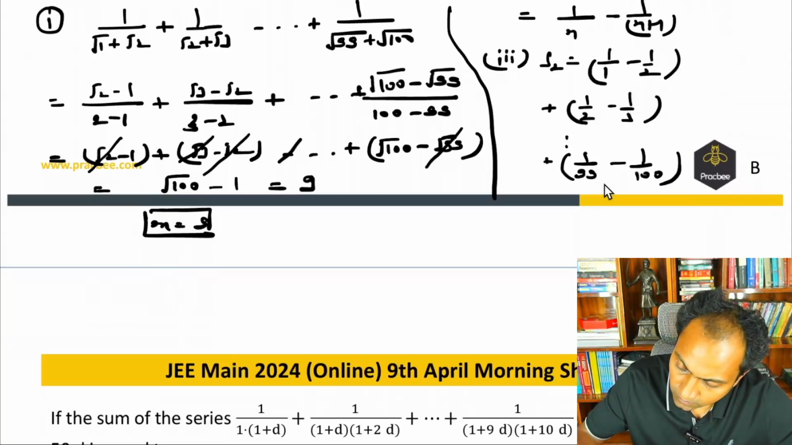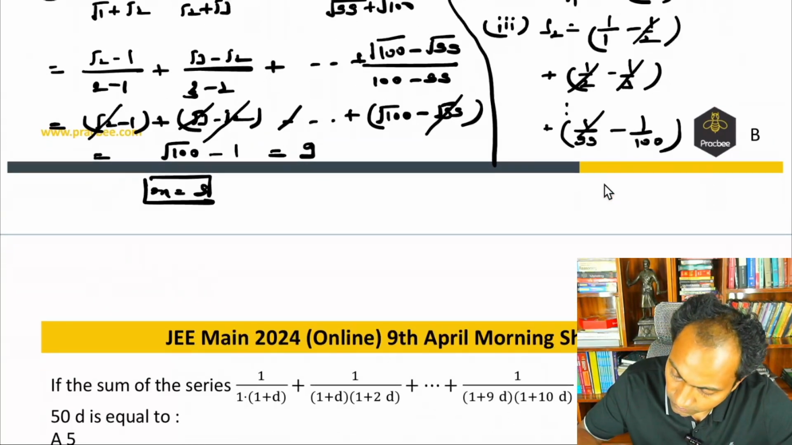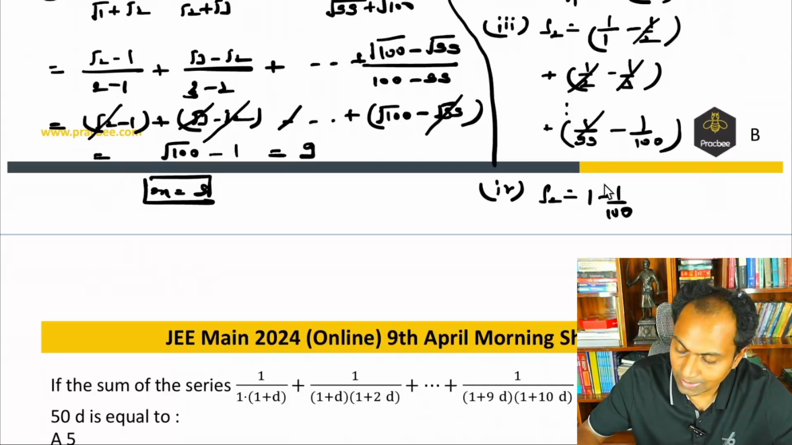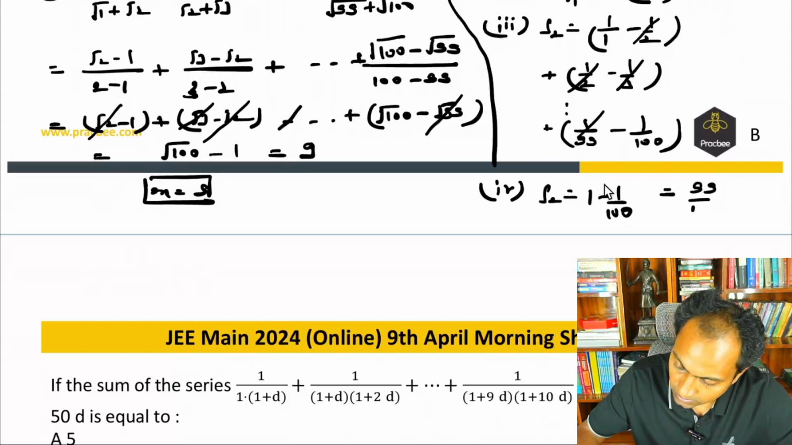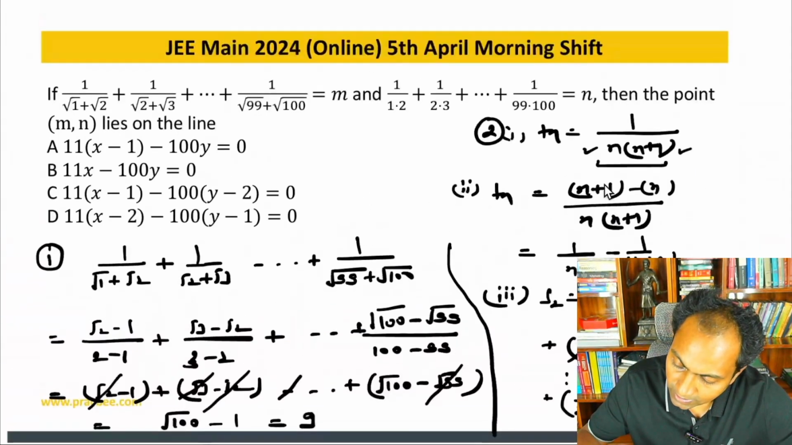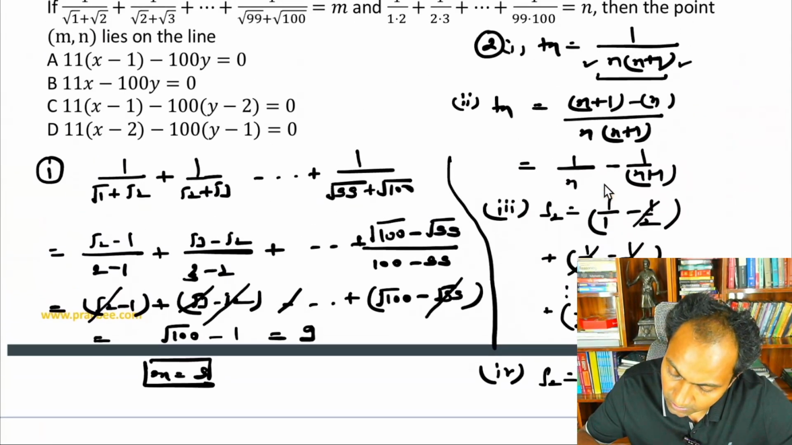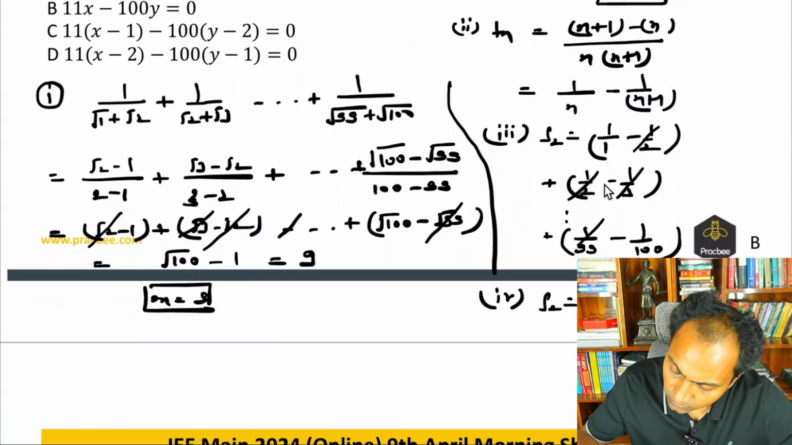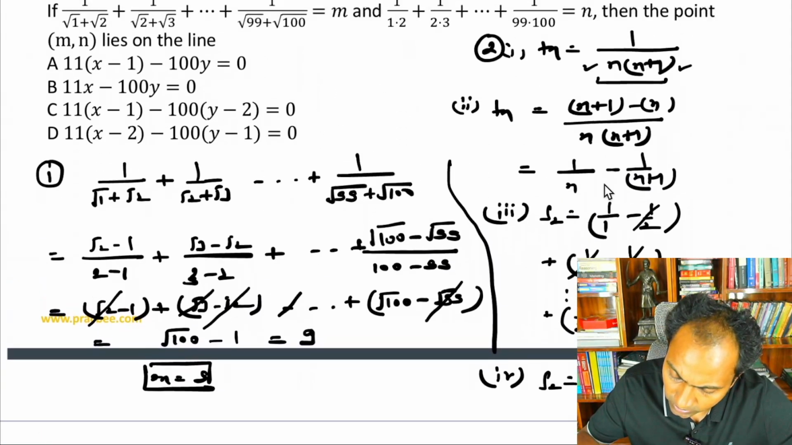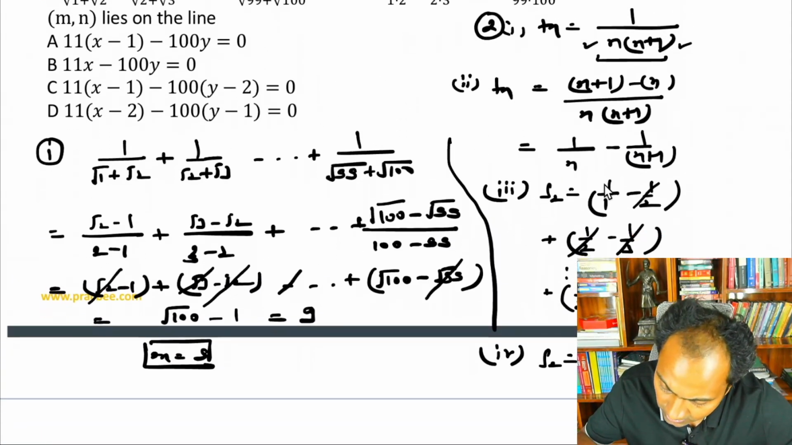You can see that now alternate terms got cancelled out. So what we are left with ultimately in this case also in the fourth step we'll get the answer. S2 comes out to be nothing but 1 minus 1 by 100, and that is nothing but 99 by 100. Now this value is considered as nothing but n. Now question says that m, n. Now you can see that after this you have got the point m, n. They are asking which line it satisfies.